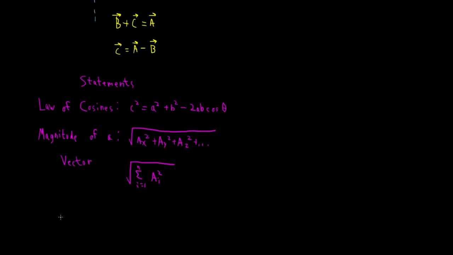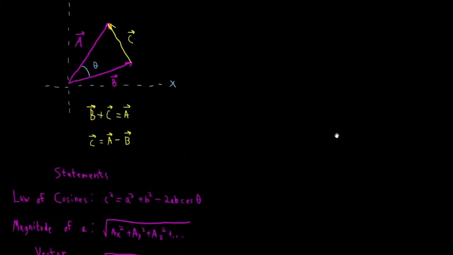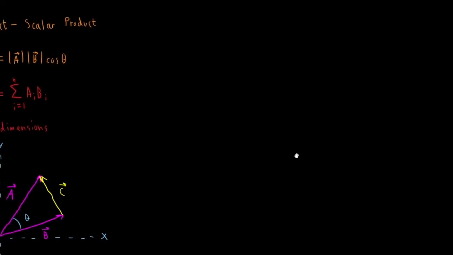Lastly, we need to utilize the fact that the component of a resultant vector equals the sum or difference of the corresponding components of the original vectors, which in this case would mean Ci equals Ai minus Bi. Now, let's tackle the problem.